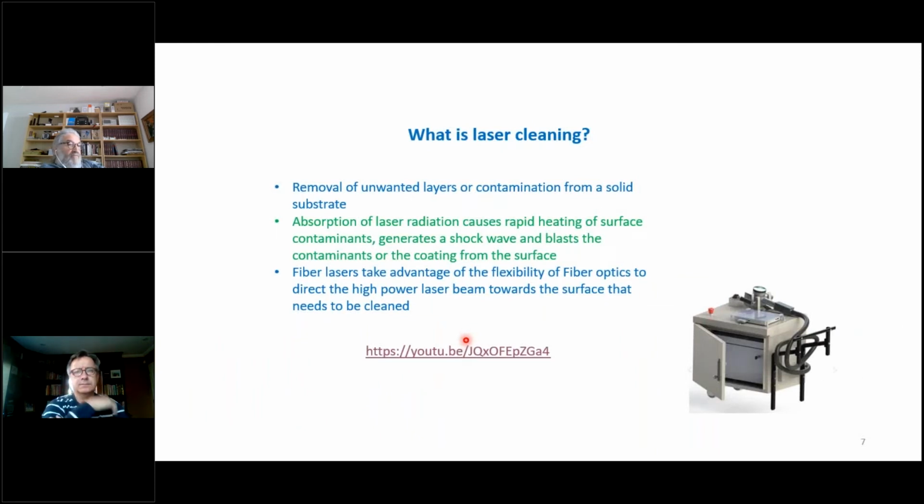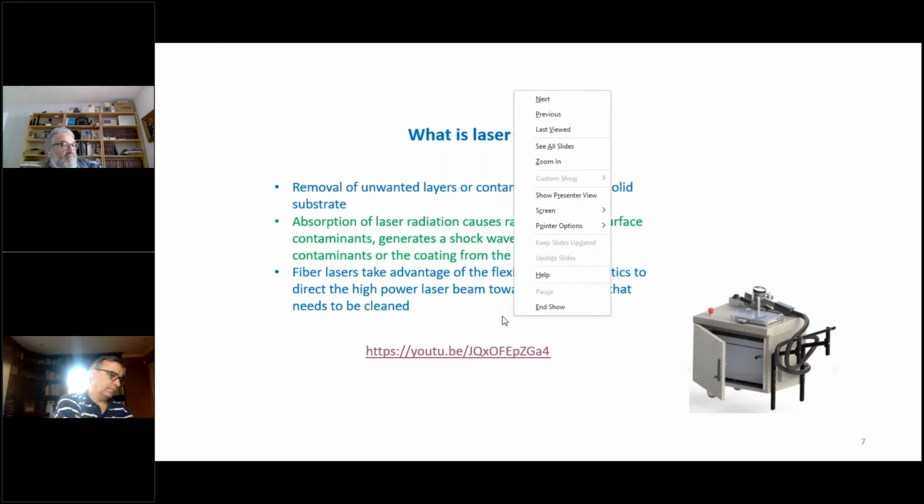So as I said, laser cleaning is a subset of laser ablation. I keep on going back and forth to the more general case of laser ablation and the more specific case of laser cleaning. So here we are back to laser cleaning, and this would remove unwanted layers or contaminations from a solid substrate. So in order to understand what's going on, let's watch a video first.